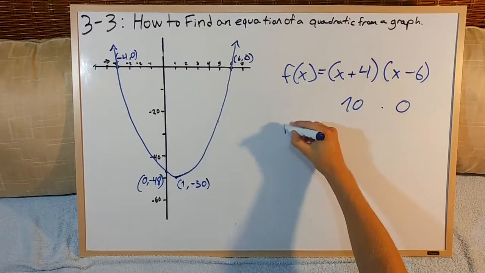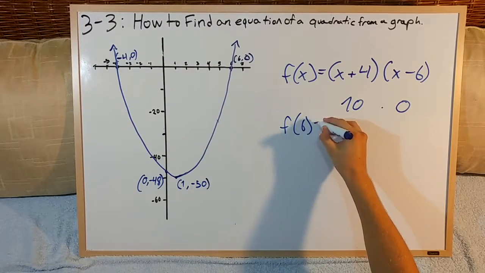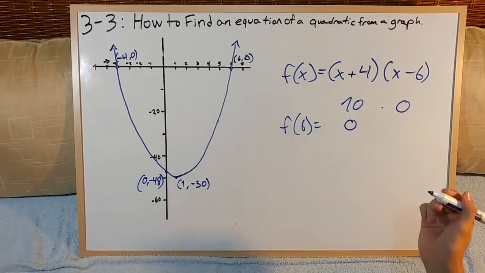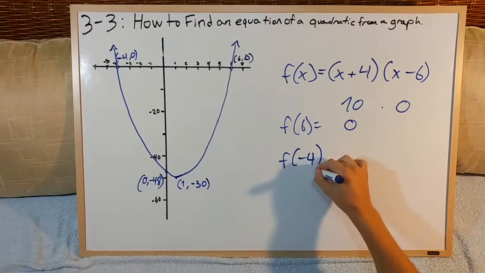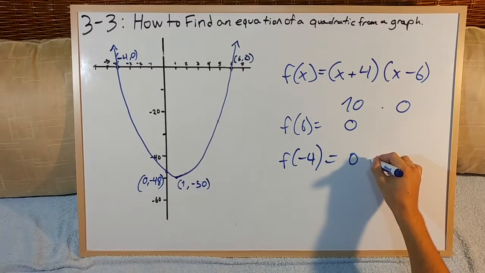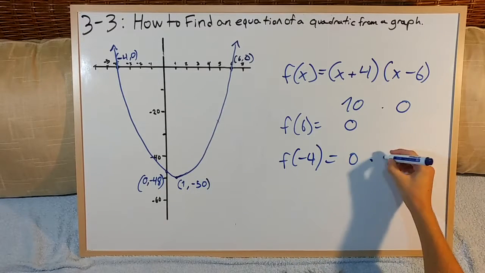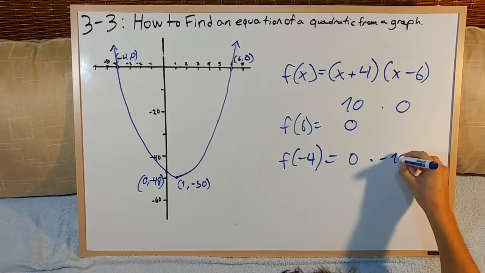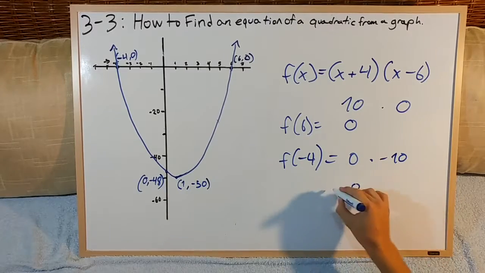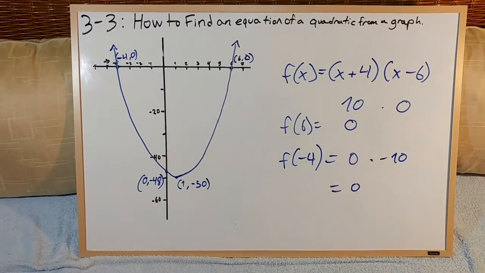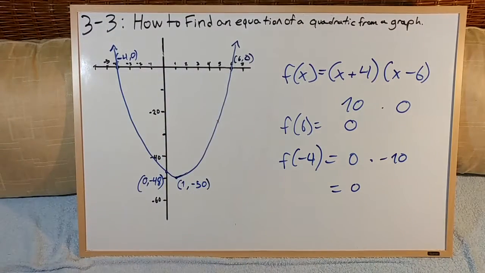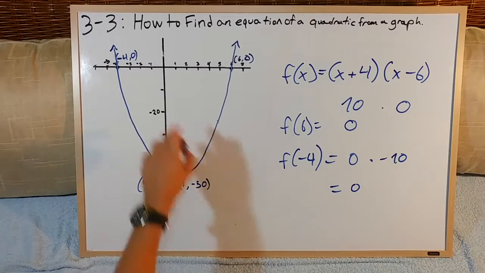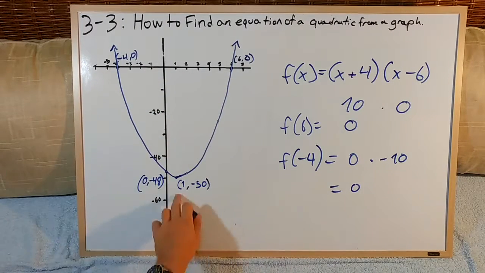But f of 6 equals 10 times 0, which is just 0. And f of -4 is just 0 times -10, which is 0. So we already have a function for our two x-intercepts. This function works only if these are the only 2 points we know so far.